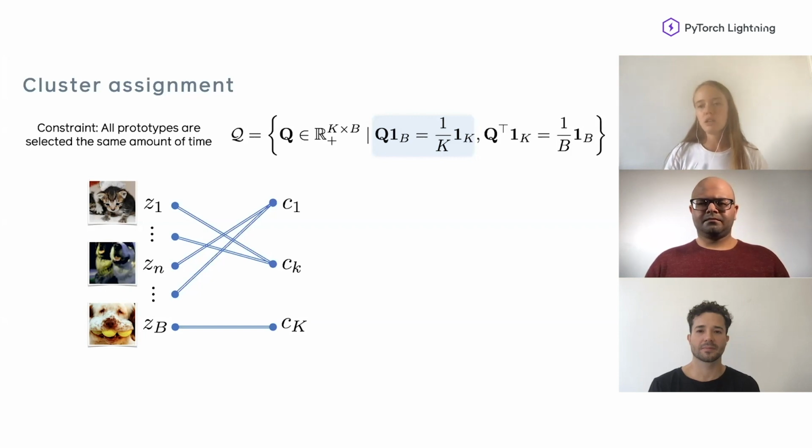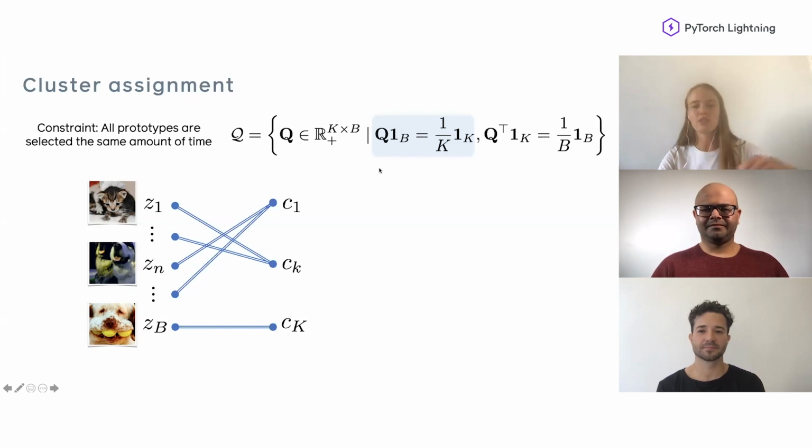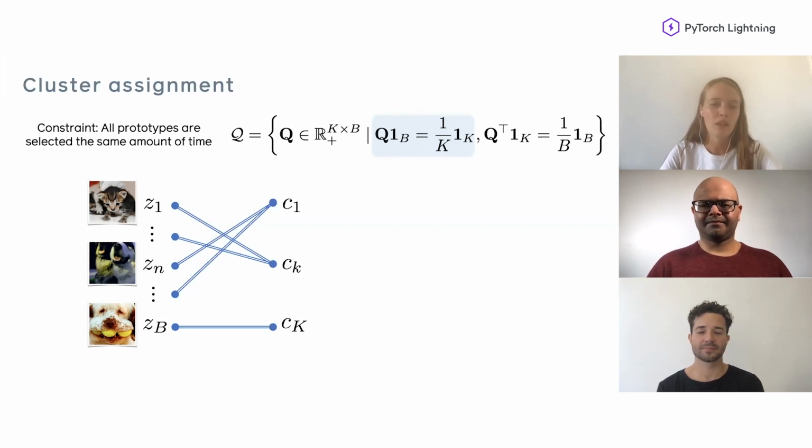And so for this, we took inspiration from the work SeLa of Asano et al., which was published at ICLR 2019, to use optimal transport to incorporate this equipartition constraint that prevents the collapsing. So about the constraint, when you write it in math, it's this set. So the code, the assignment should be in this set of matrices. So it looks complicated, but it's just that all the prototypes are selected the same amount of time.